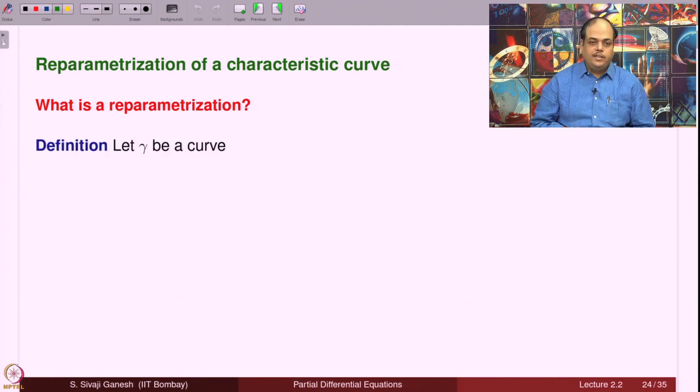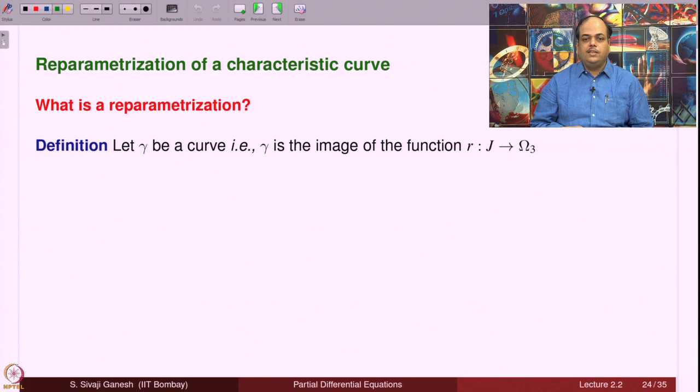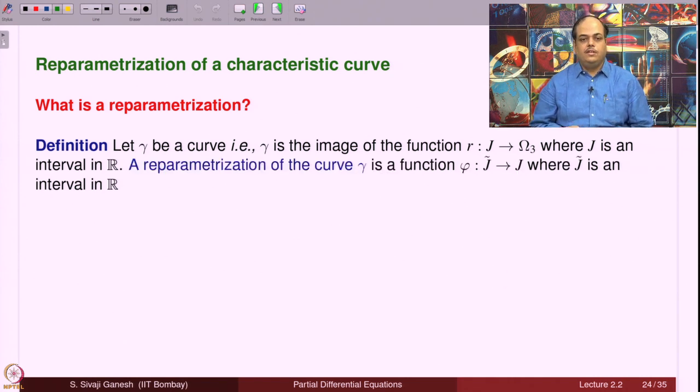What is the reparameterization? Let gamma be a curve, that is, gamma is the image of a function r from some interval j to omega 3, where j is an interval in R. This is a curve given. Now, we are going to define what we mean by a reparameterization of this. It is a function phi defined from some interval j tilde to j, where j tilde is an interval, that is it.